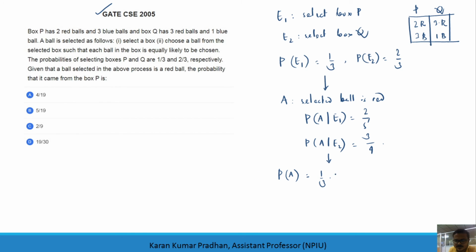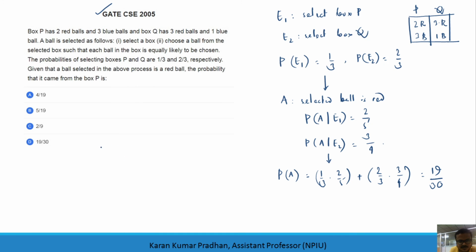So the probability of A will be 1 by 3 times 2 by 5 plus 2 by 3 times 3 by 4. This is 2 by 15 plus 0.5, which is 0.633, or 19 by 30. As it is given in fraction, I am just writing it in fraction. Then, if the selected ball is red, the probability that it came from box P.